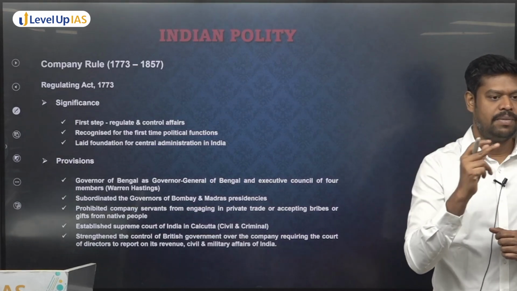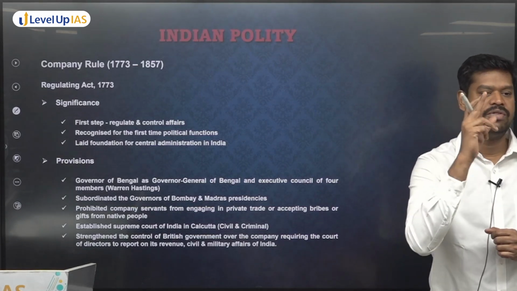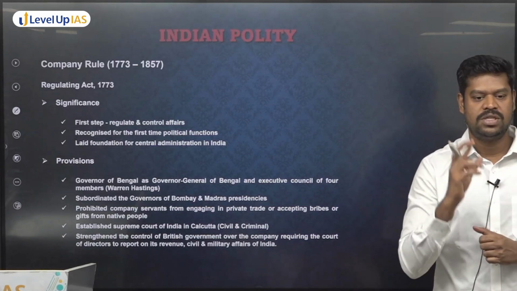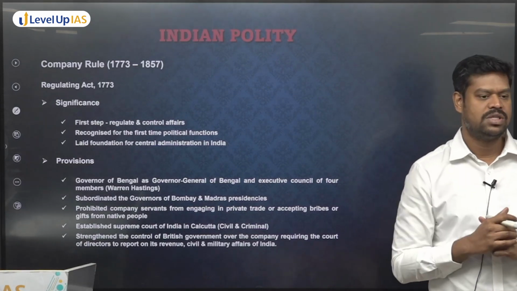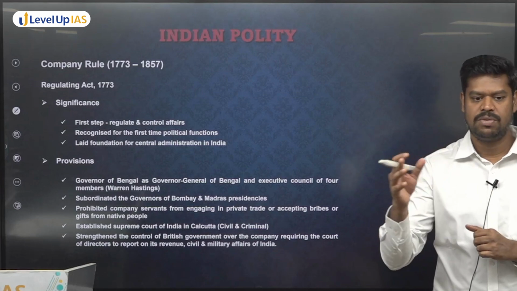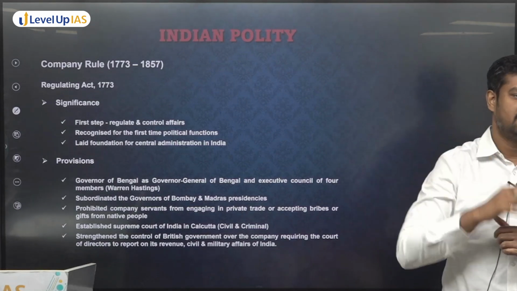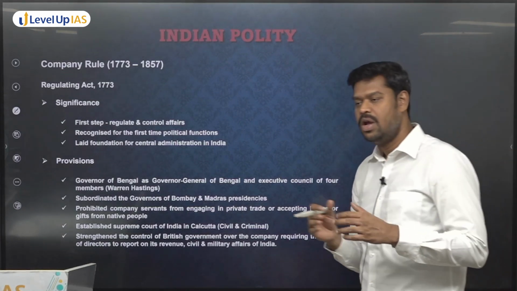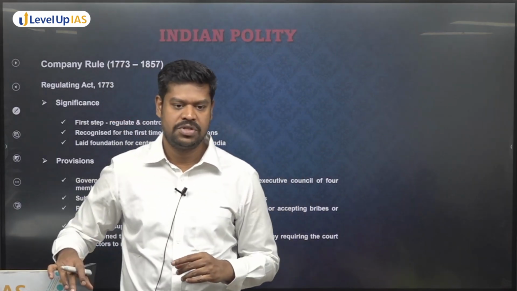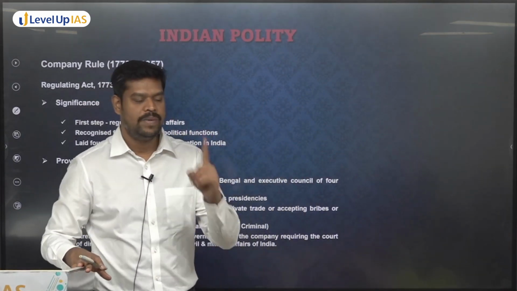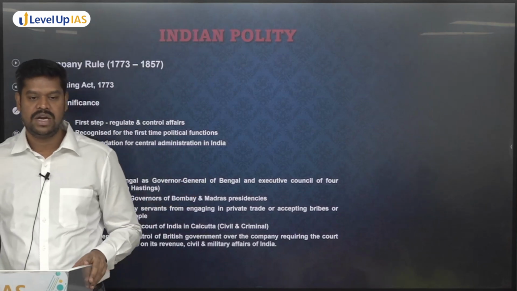Instead of having multiple managers, they thought that they'll have one chief executive officer. Who is the chief executive officer of a company? Who is responsible for implementing the decisions taken by the board of directors? So instead of having multiple managers, there would be one chief executive officer, and they designated who would be the chief executive officer in the case of the East India Company.